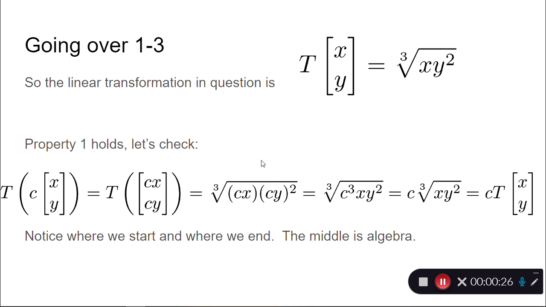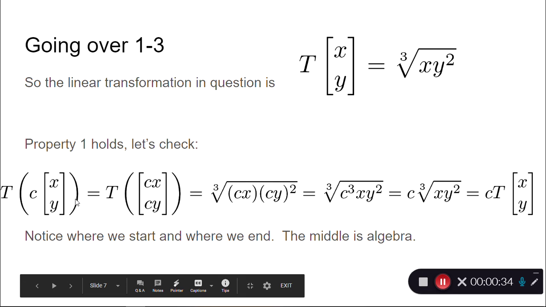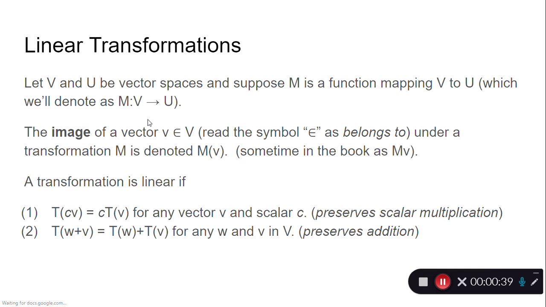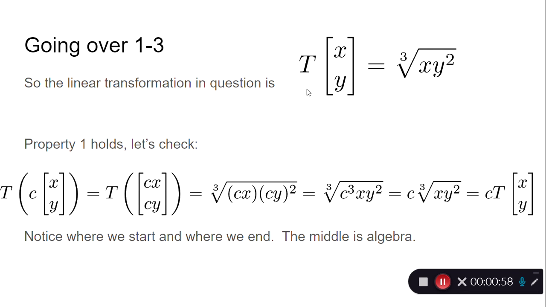So does it preserve scalar multiplication? How do we do something like this? We're always starting with the left-hand side. I want to go back to the definition for demonstrating linearity. We're going to start with whatever transformation we have times a scalar multiple, and we're going to try to end up at this result. So I have here T of c times some arbitrary vector.